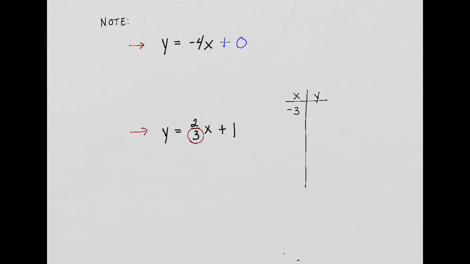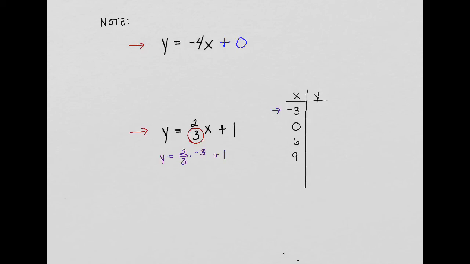So negative 3 might be good if I wanted to work with a negative number. 0 is always good, and I will explain that shortly. And I could pick something like 6 or 9. So let me run through a couple of examples with you. So say, for example, we pick negative 3 to go in for x. Well, then we would have y is equal to 2/3 times negative 3 plus 1.